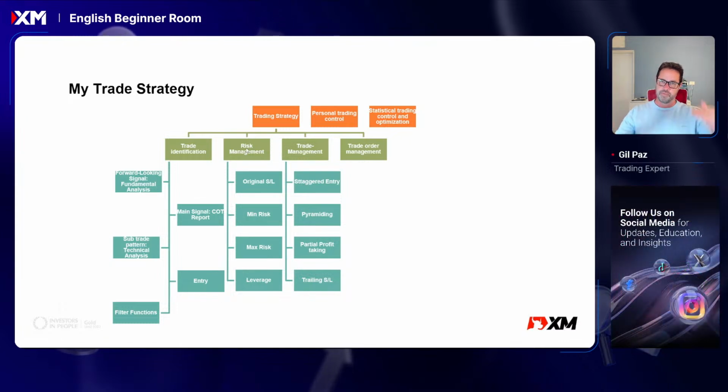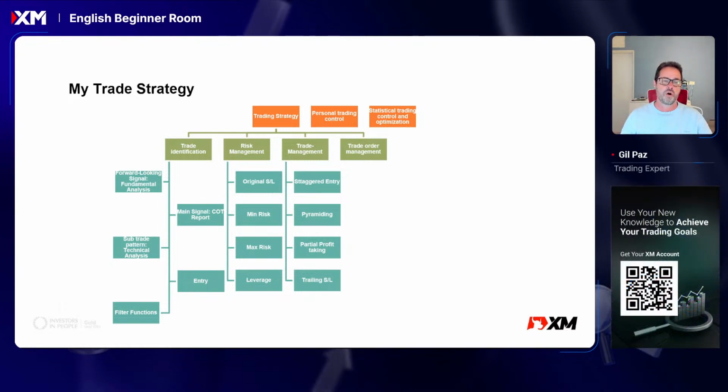Risk management. I will be risking between 0.5 and 2%. Okay, that's the risk that I'm going to take, and I will calculate the risk. And sometimes there are reasons when I risk 0.5% and reasons when I risk 2%. Only after I did all those things, only then I open the trade.